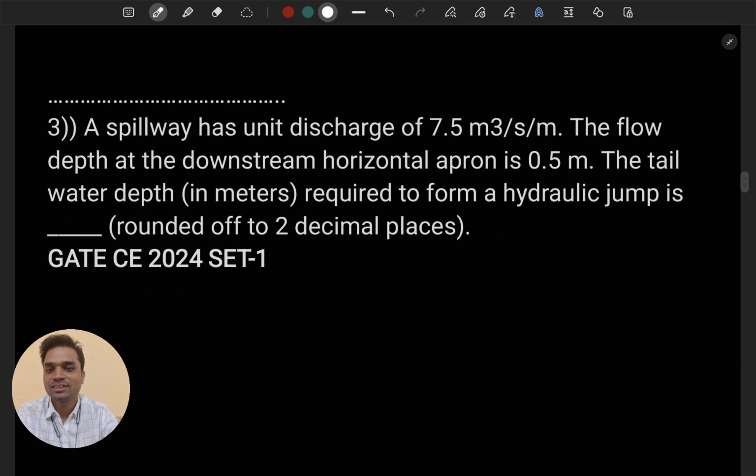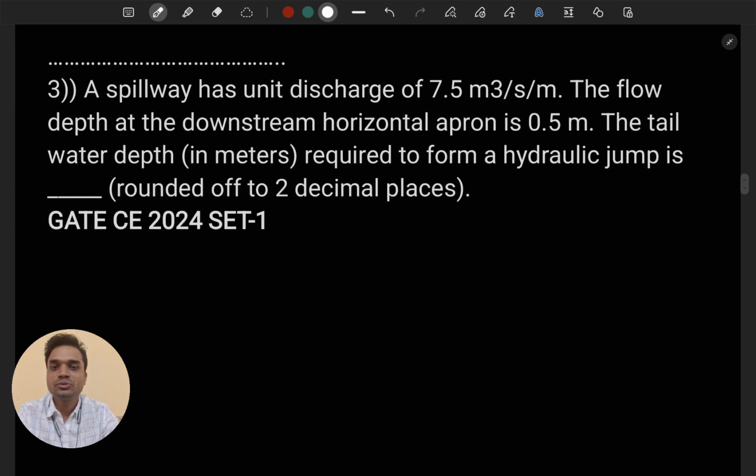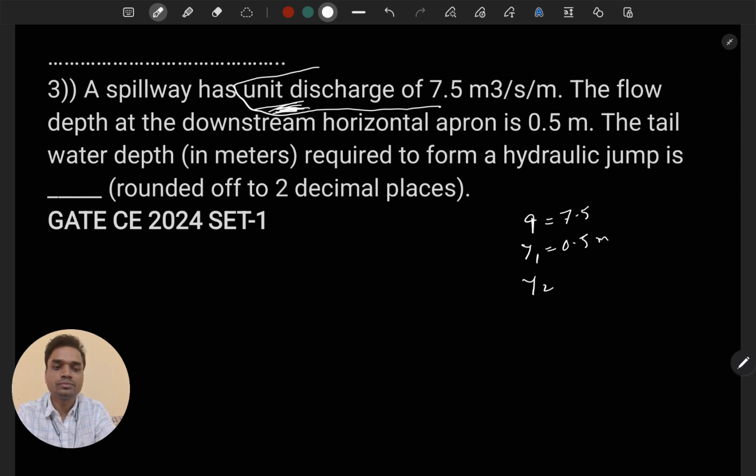And the third question they have asked: a spillway has a unit discharge. This is not discharge, it's a unit discharge. This is an important term, unit discharge. Most of my students make mistakes on this term. They have given that unit discharge q is equal to 7.5, and the downstream flow depth y1 is equal to 0.5 meter. The tailwater depth for the required hydraulic jump, they are looking for y2. This is just a formula based question.